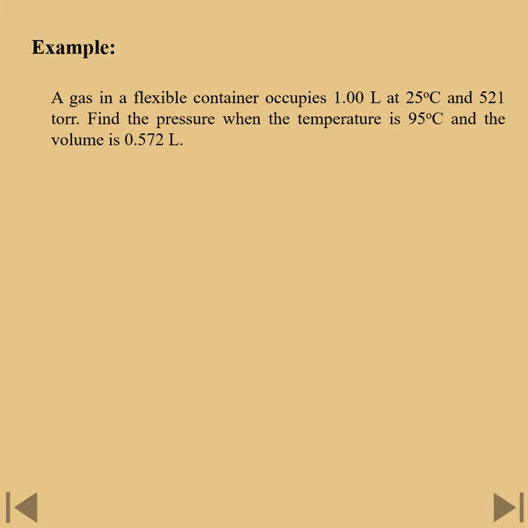Let's do an example. A gas in a flexible container occupies 1 liter at 25 degrees C and 521 torr. Find the pressure when the temperature is 95 degrees C and the volume is 0.572 liters. Okay, well, we're using our units for this, and so P2 must get its units from somewhere. P2 gets its units from P1. Then, what are the other factors affecting this system? And of course, that would be the volume and the temperature. So I put V over V and T over T. And step 1 and step 2, pretty easy.